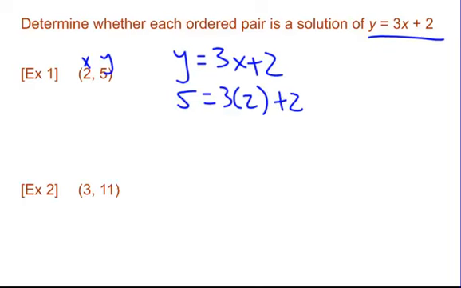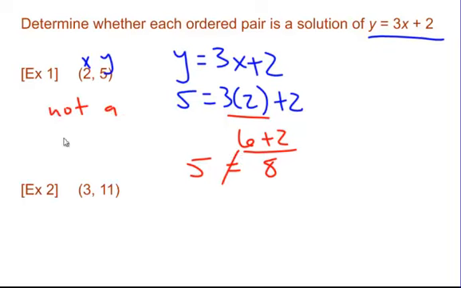And now I simplify. 3 times 2 is 6, plus 2 is 8. And we had 5, so this is not a solution. So number 1 is not a solution, because we plugged in 2 for x and 5 for y to see if it would work. It didn't work, so it's not a solution. So that ordered pair does not work. Which means if you graphed y equals 3x plus 2, it would not work for (2, 5). And I'll show you why in a second.